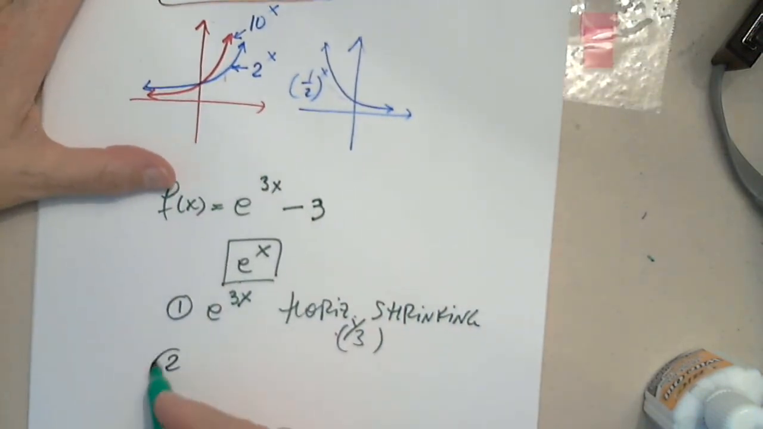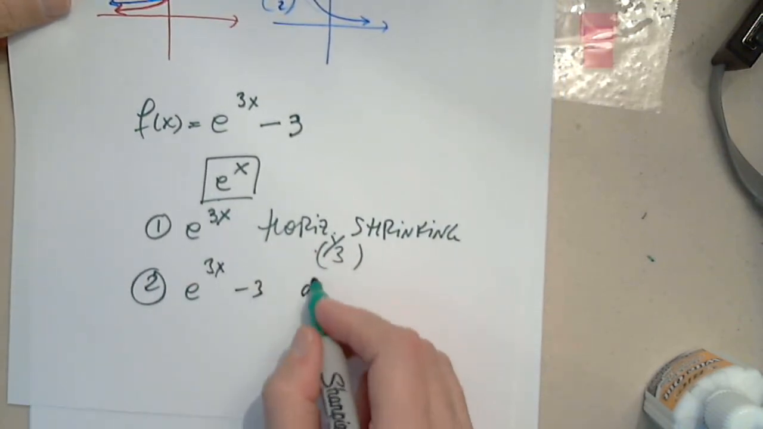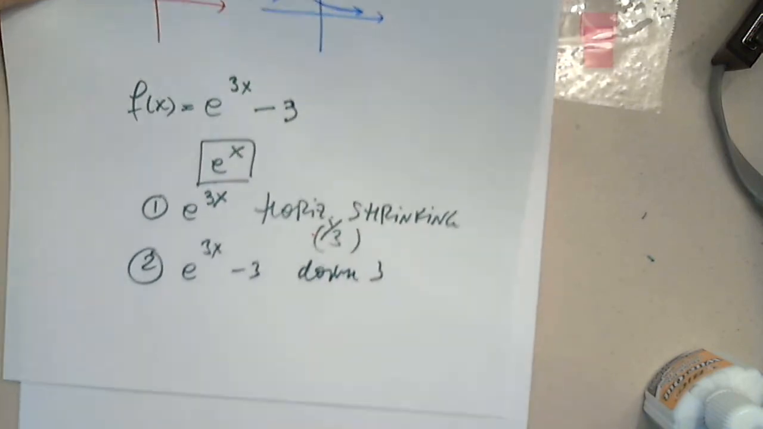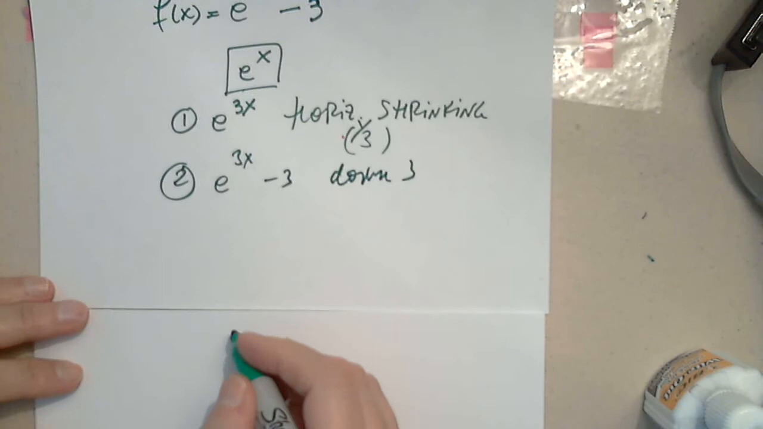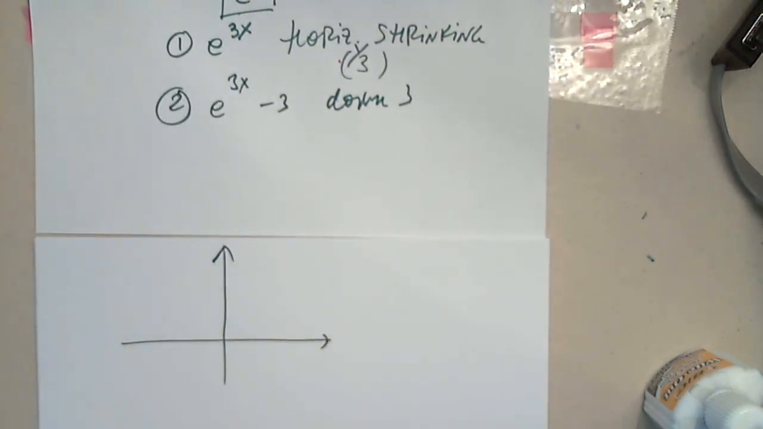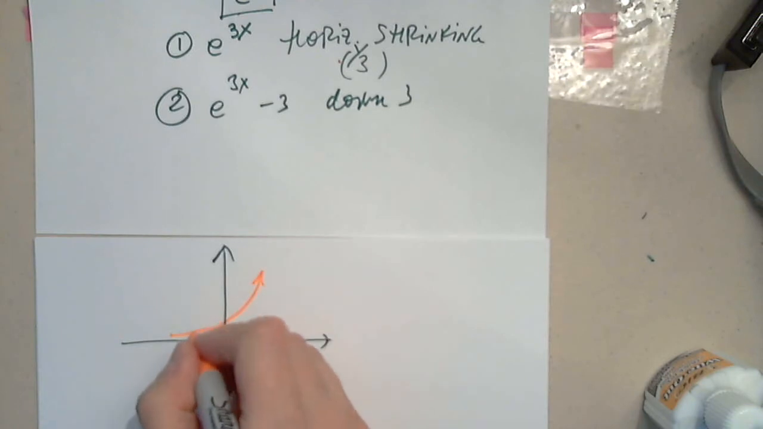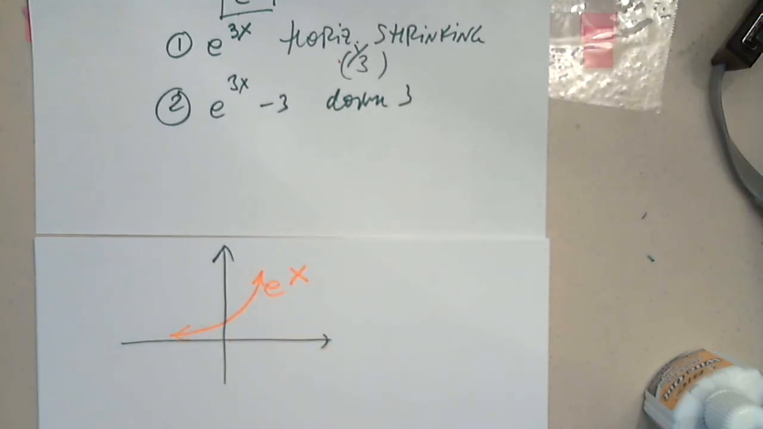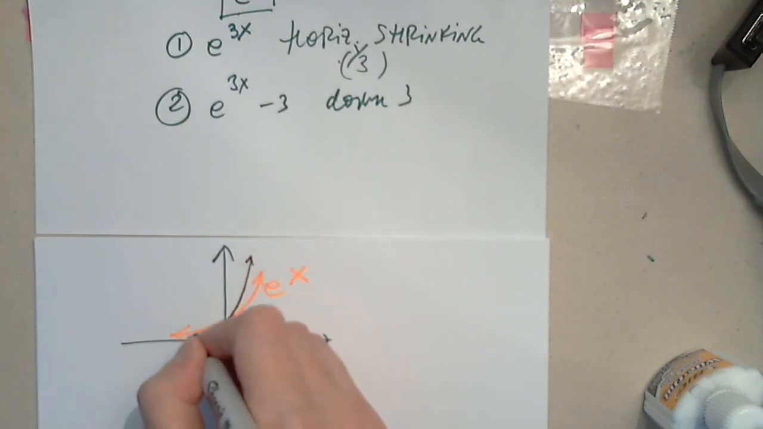And then, number 2, then we graph e to 3x minus 3, which is down 3. Perfect example. Thank you for bringing that. So when I graph e to the x, I have this. When I graph e to 3x, I have this.